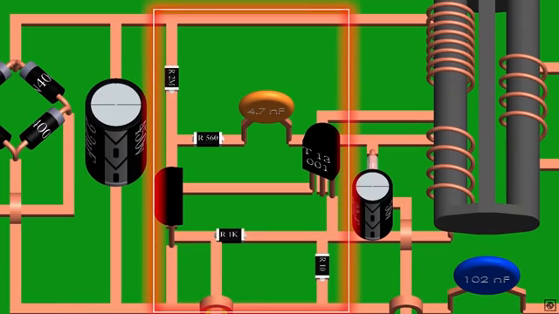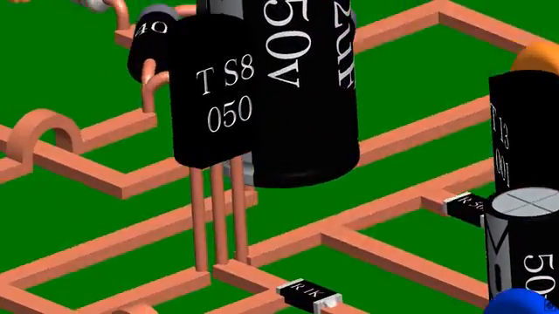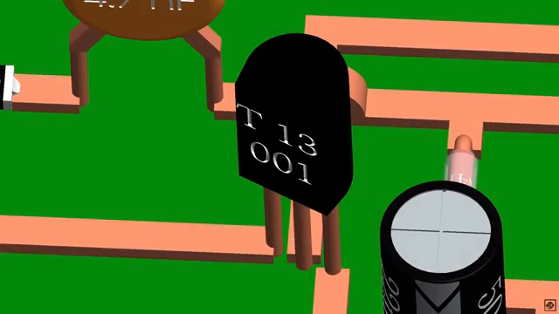This is an oscillator circuit. This converts DC back to high-frequency AC of 15 to 50 kHz. We can see the values of the components. This is transistor S8050. This is its pin configuration. And this is transistor 13001. This is its pin configuration.